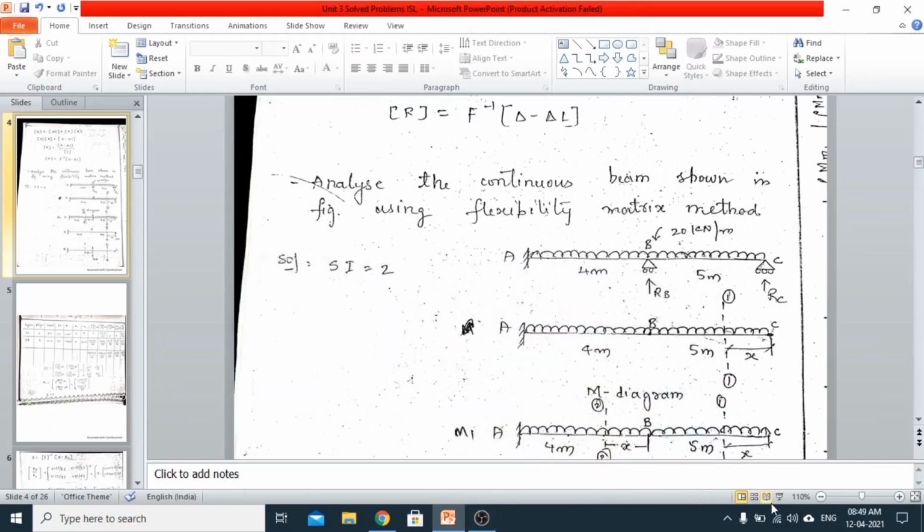So what we do here is, we try to remove the entire UDL, then we place a 1 kilonewton load at RC first, then we calculate the moments. The sections will be the same: X will be here, and your section 2 will also be here only. Section 1 will be as it is and section 2 will be as it is.